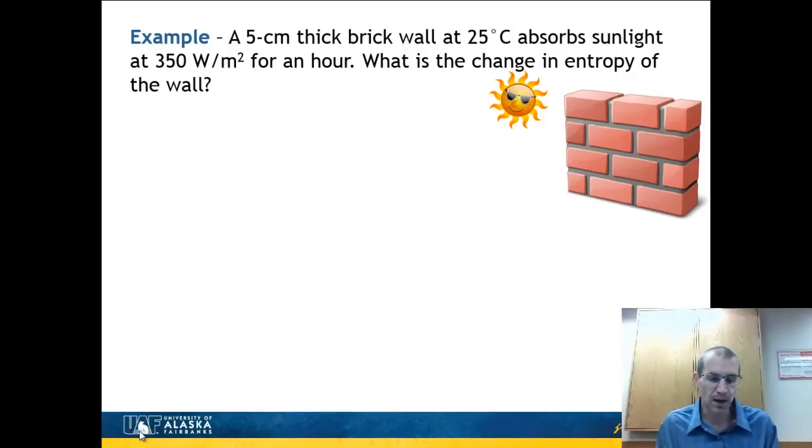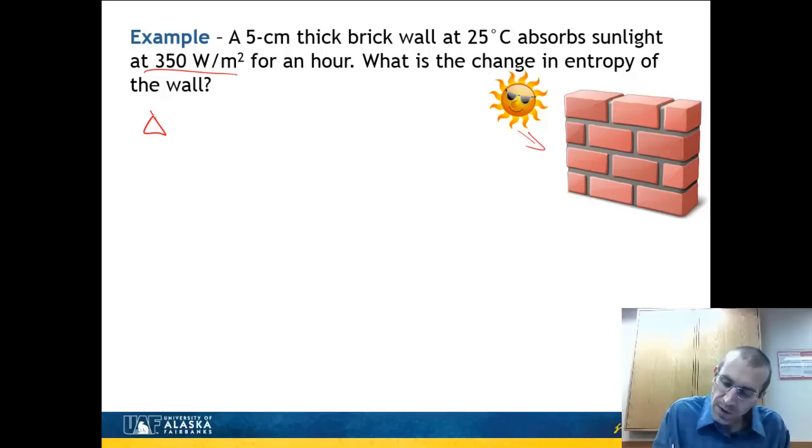So let's go ahead and do an example like this. What I have here is a brick wall. It's 5 centimeters thick. It's initially at 25 degrees Celsius, and the sun is shining on it. It's shining on it at a rate of 350 watts per square meter. And I want to know, after 1 hour, what's the change in entropy of the wall?